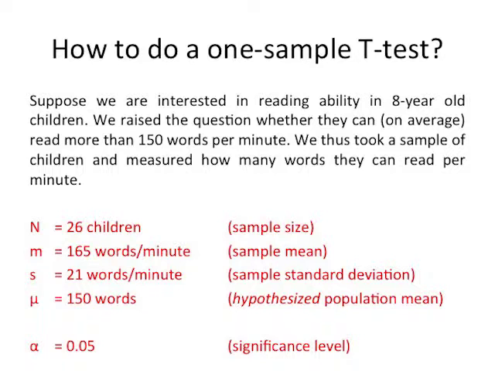The original hypothesis is that reading speed is 150 words per minute. The alternative hypothesis, H1, is the population mean is larger than 150 words per minute. We will test this with a significance level of 5%.